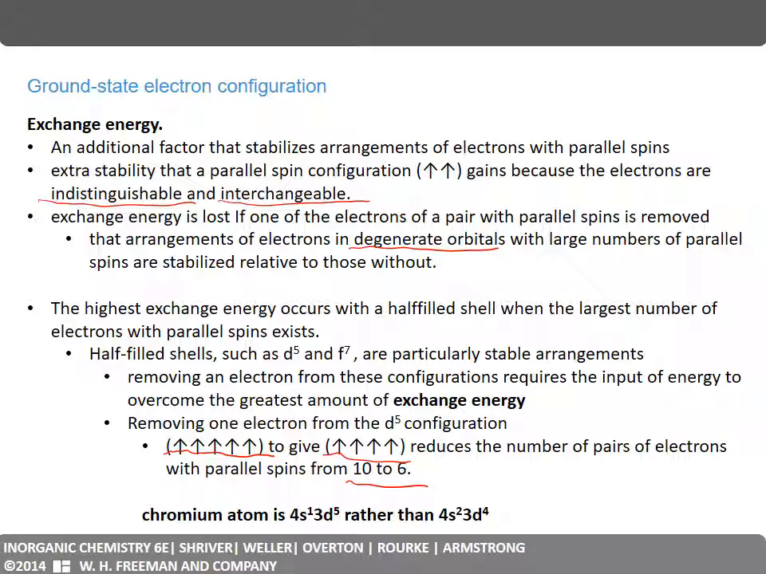So let's look at a prime example, the chromium atom. Now we would expect chromium to be 4s2 and 3d4, right? We would have to complete the shell before going on to the next shell. However, as we see here, d5 is more stable than d4. Therefore, chromium is actually 4s1 instead of 4s2, and the next electron is put into the d orbital.